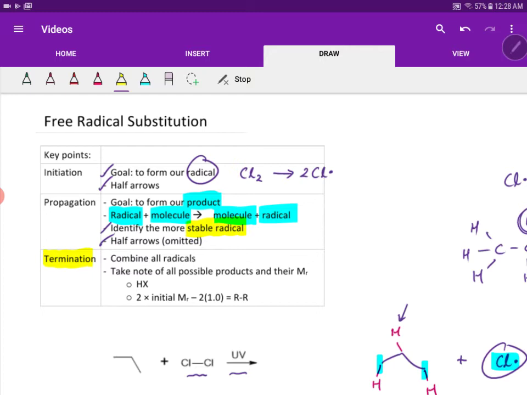Sometimes you'll see questions that will ask you about the Mr, or the relative molecular mass of different products. Sometimes you will see Mr of HX, depending on the halogen that you use. So this could be one of the possible products. And sometimes you will see an Mr that looks like it has approximately doubled, and it's doubled minus 2. This suggests that it is the R-R bond.